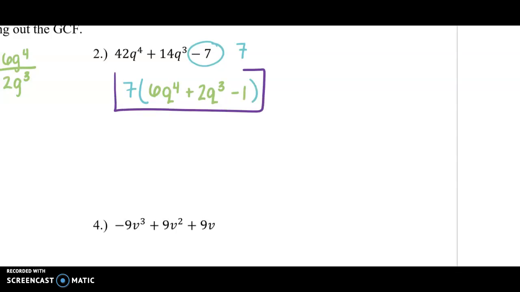Okay, so that would be our answer. And if you went to check, you would just distribute the 7 back through. 7 times 6q to the 4th would be 42q to the 4th. 7 times 2q to the 3rd is 14q to the 3rd. And 7 times -1 is -7. So you know you did that one right.